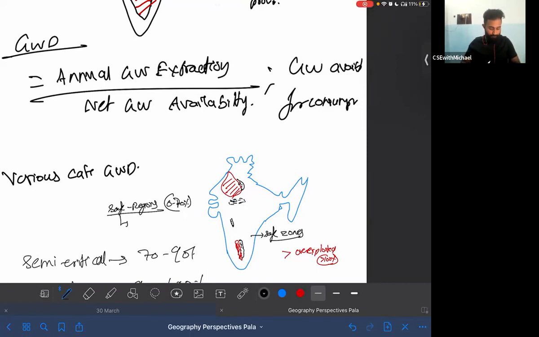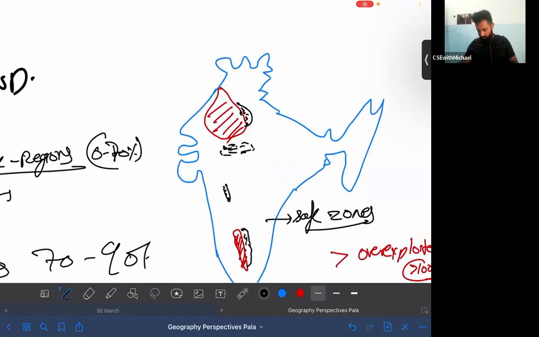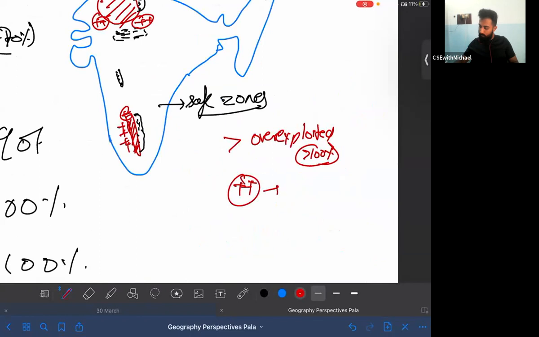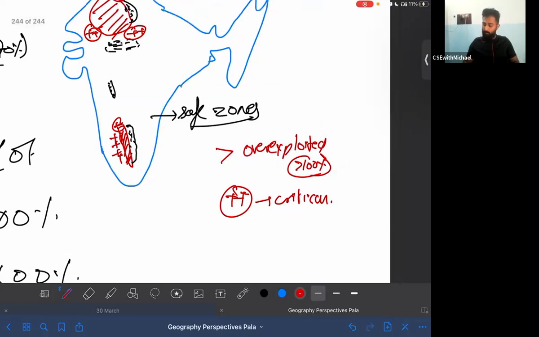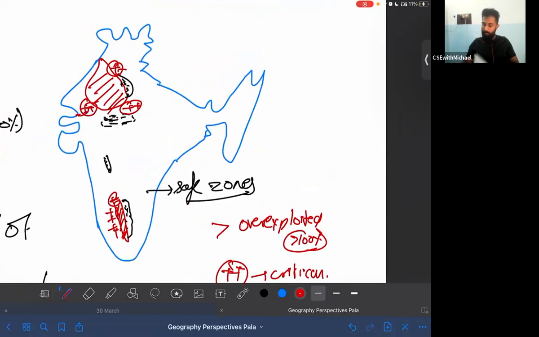Now the critical regions, where up to 90% is exploited. The critical regions would be those again surrounding this belt. Parts of Kutch, Western Rajasthan, parts of the Kutch Peninsula, Western Rajasthan, Bundelkhand, and parts of Karnataka. Now also look into the overexploited regions.